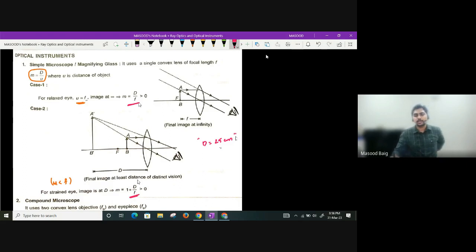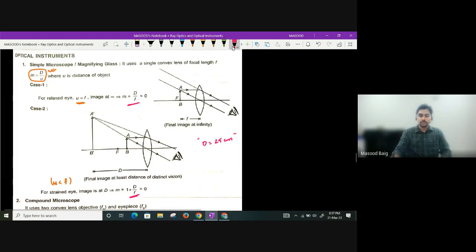Okay. So the ray diagrams are given clearly. It is same as that of your convex lens only, which you may already be aware. So simple microscope will use one lens only, one convex lens, guys. Magnification for simple microscope will be given as D by u. Two cases we will study, one relaxed eye, other strained eye. In case of relaxed eye, final image will be formed at infinity. In case of strained eye, final image will be formed at least distance of distinct vision.